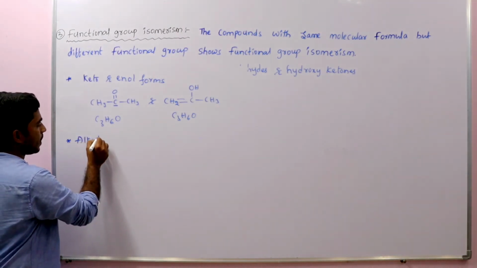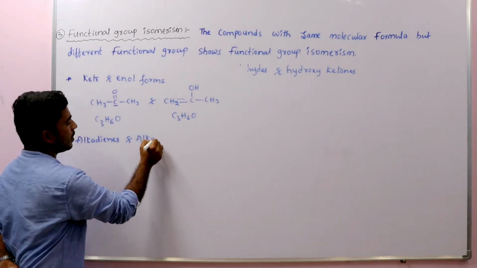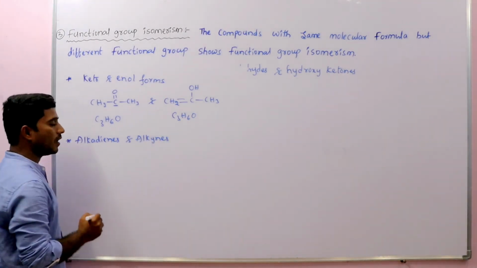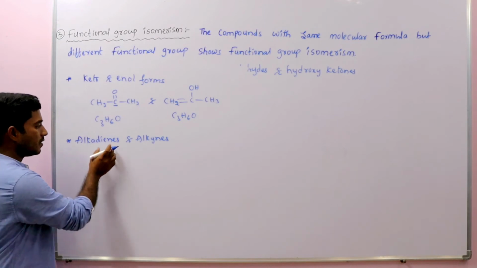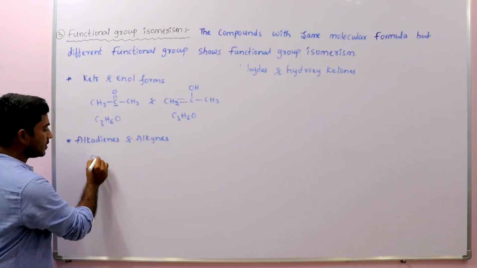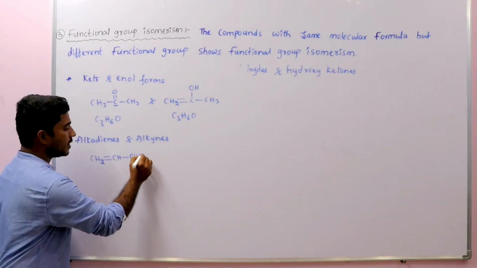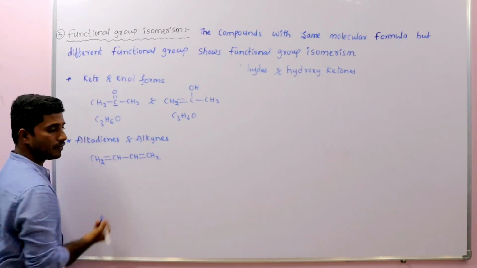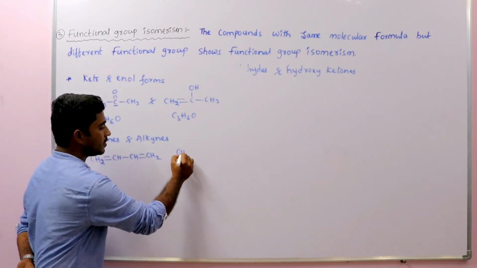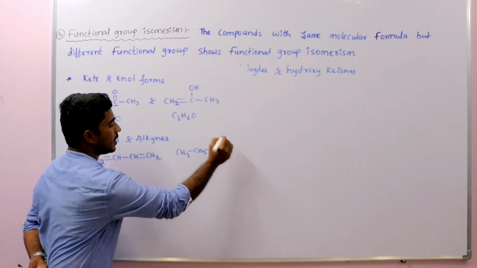Alkadienes and alkynes. Alkadiene means two double bonds are present. Alkyne means one triple bond. Let us see an example. CH2 double bond CH single bond CH double bond CH2. Next, CH3 CH2 C triple bond CH.